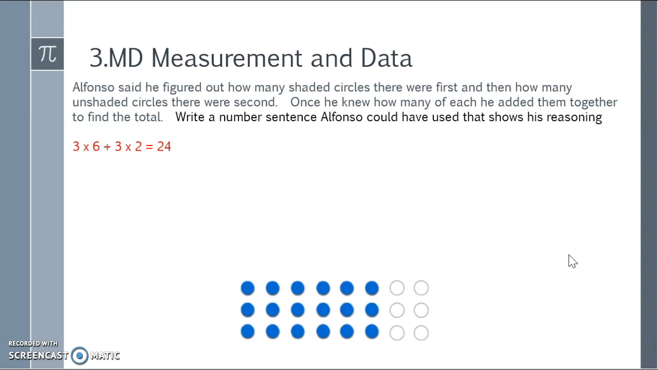So when I look at the shaded portion, I have a 3 by 6, and I have a 3 by 2 for the unshaded portion. Multiplying them together and adding their results gives us a total of 24. So he took the unshaded plus the shaded.